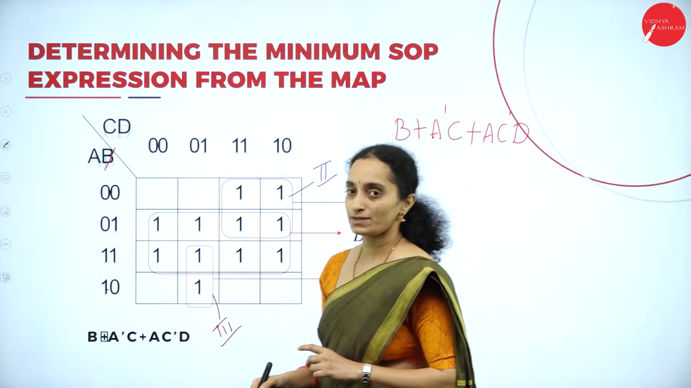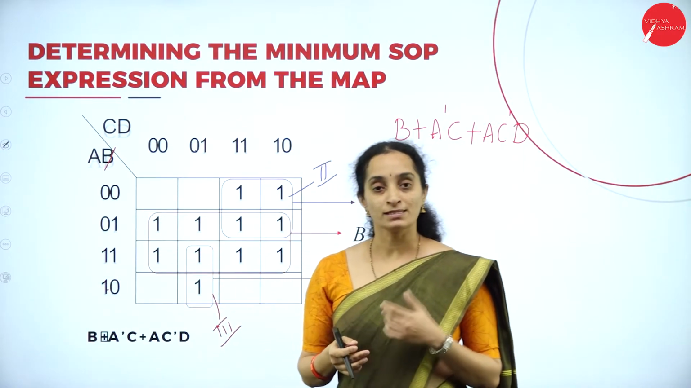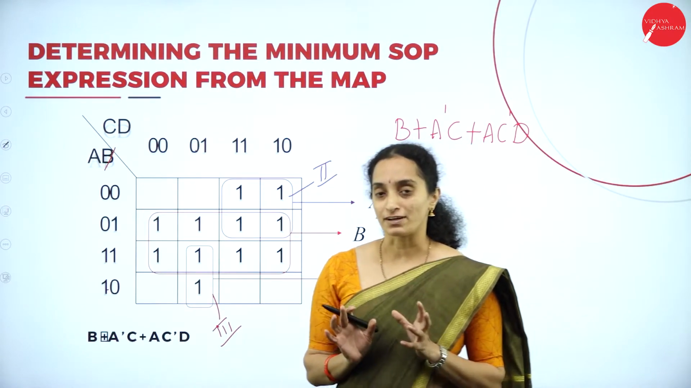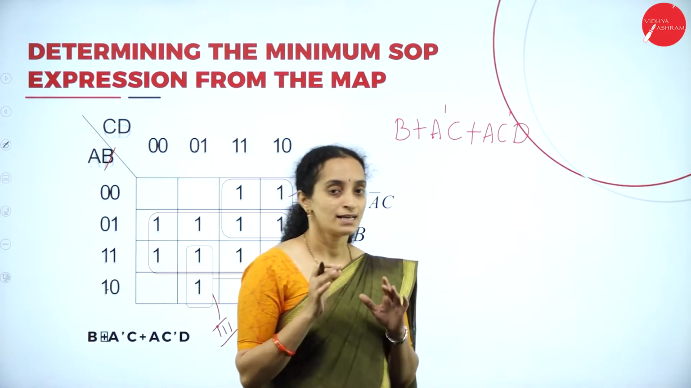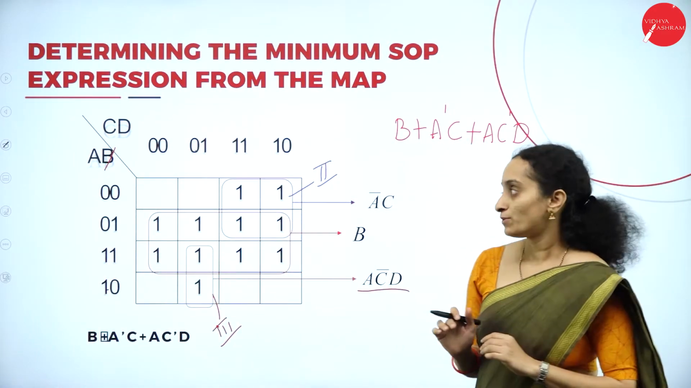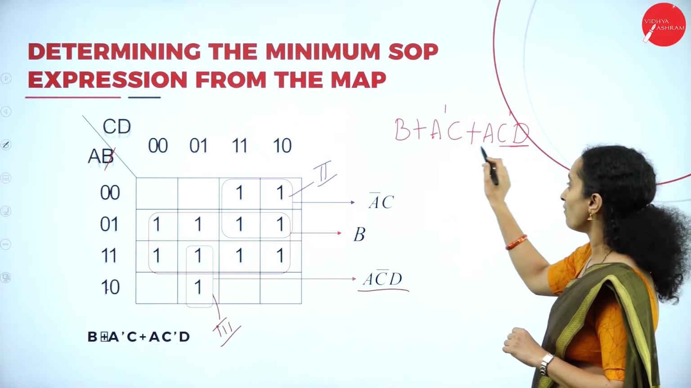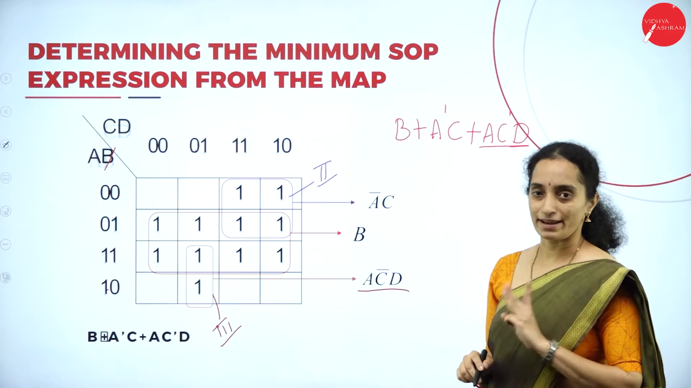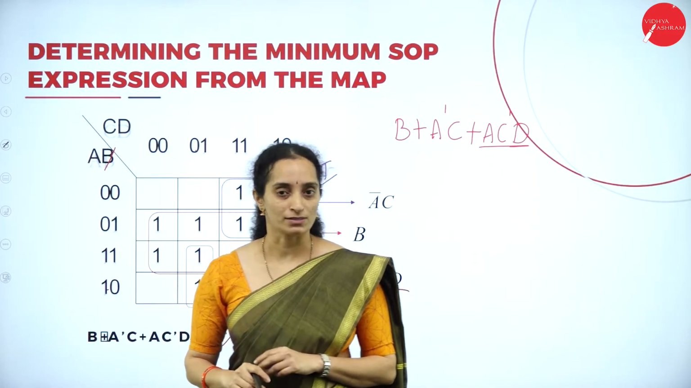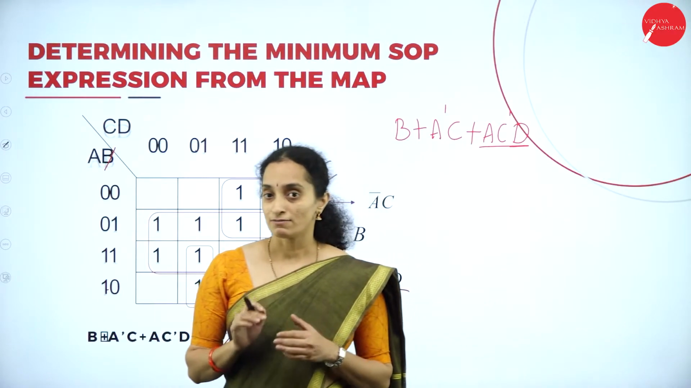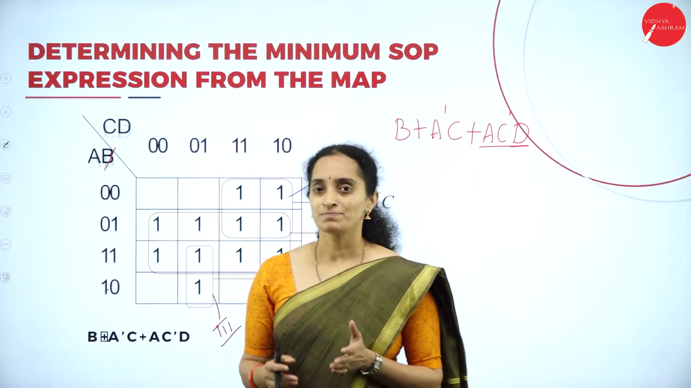How many variables were there in the original expression? 4 variables and 11 minterms. The function with 4 variables and 11 minterms is simplified to 3 terms with a maximum of 3 variables using the Karnaugh map concept. Now, are you clear with this example of simplification? If not, don't worry.